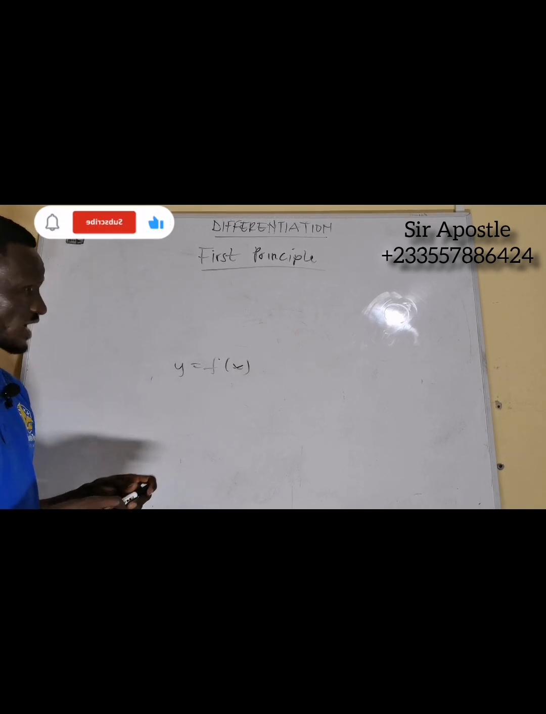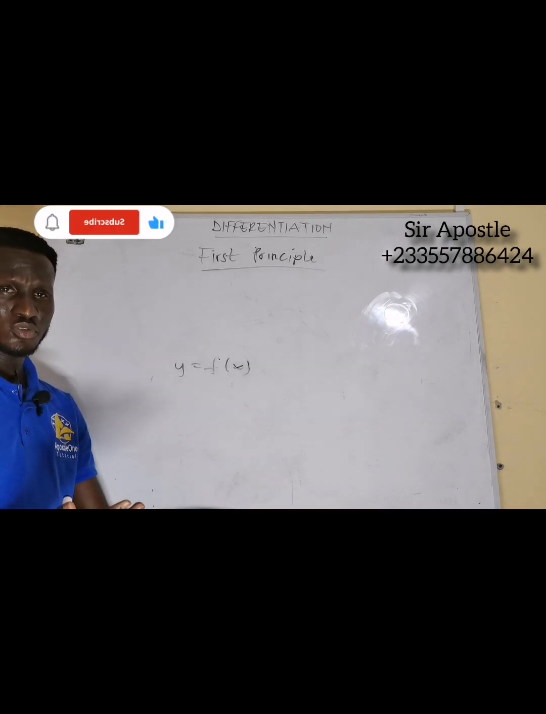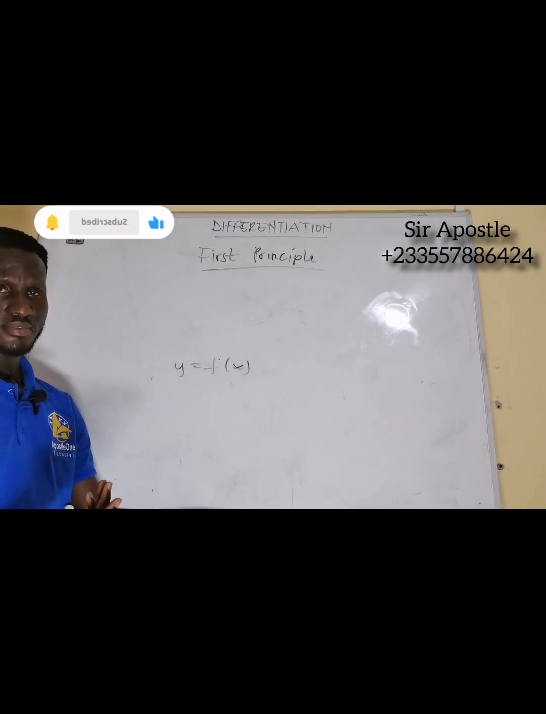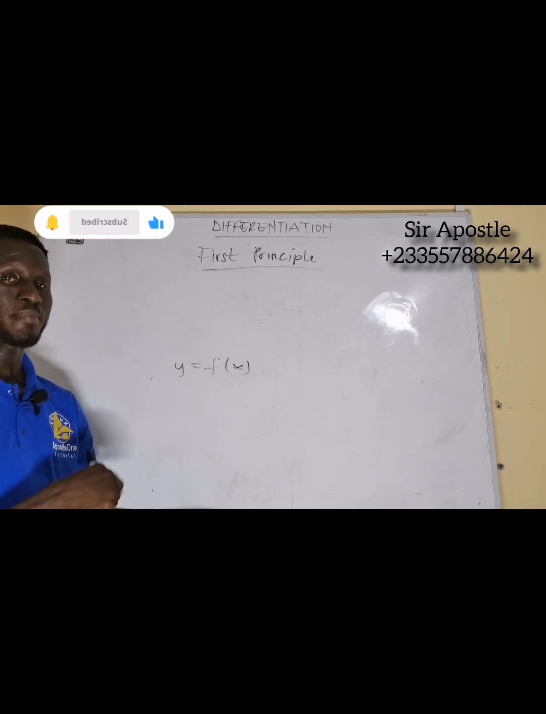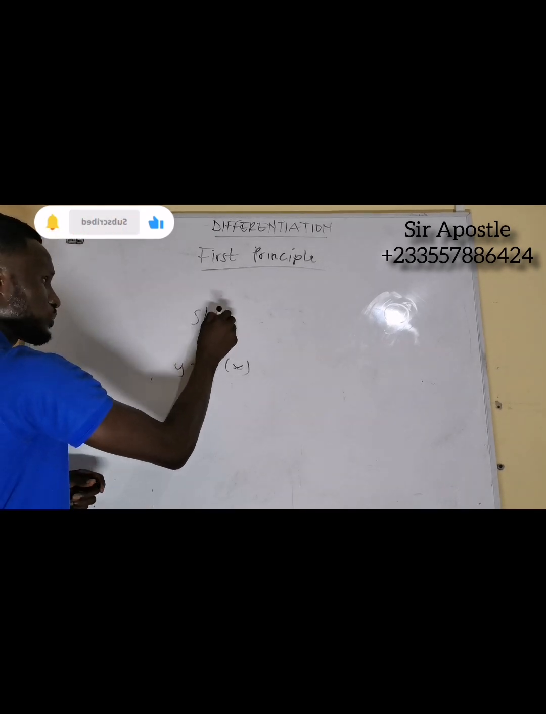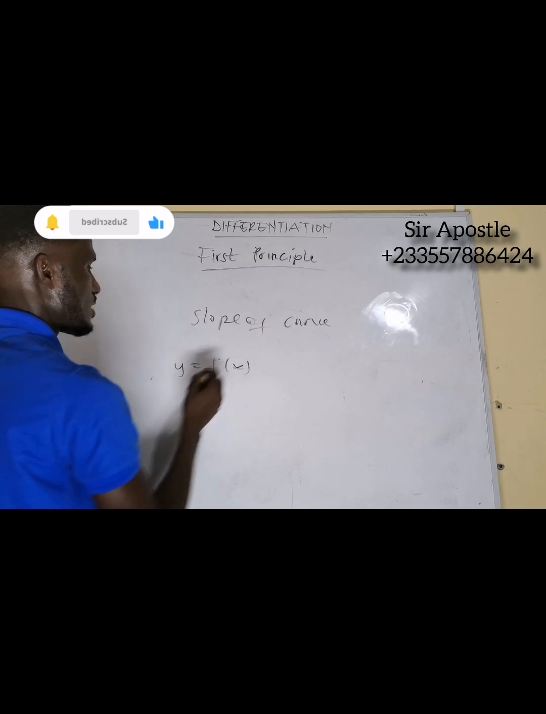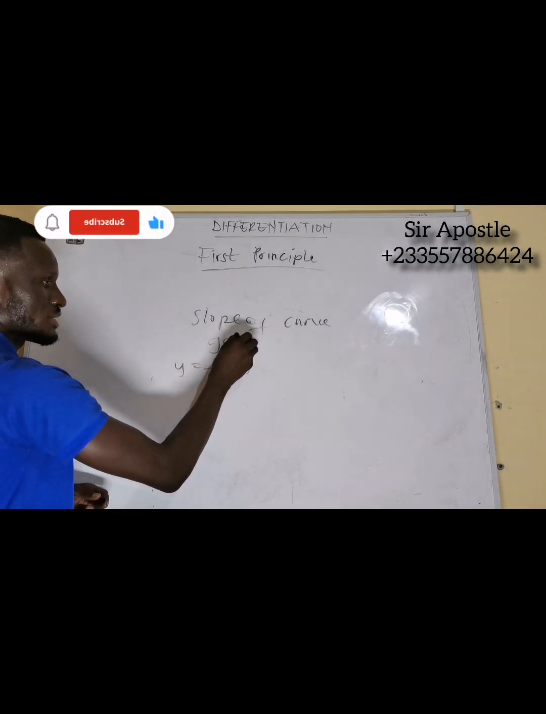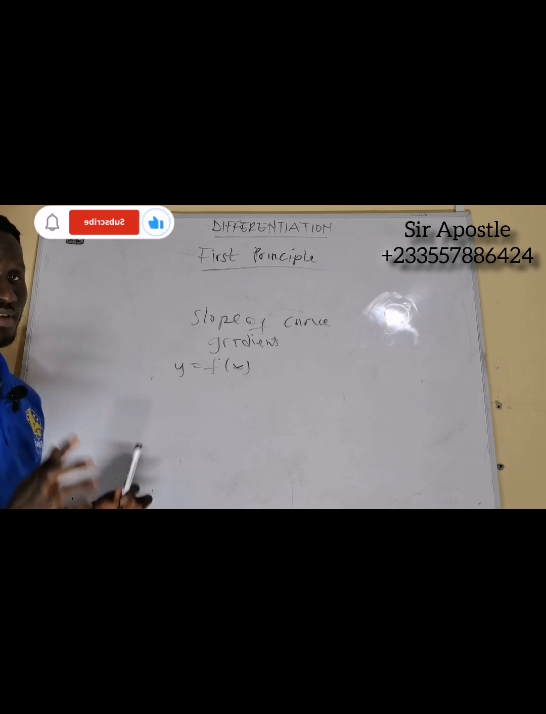Now, how do we talk about it? It is the act of using algebra to find the slope of a curve. Finding the derivative of a function is the same as finding the slope of that particular curve. When I say slope, what does it mean? I'm talking about the slope of a curve. The slope is the same as the gradient, so it means we are looking for the gradient of a curve.